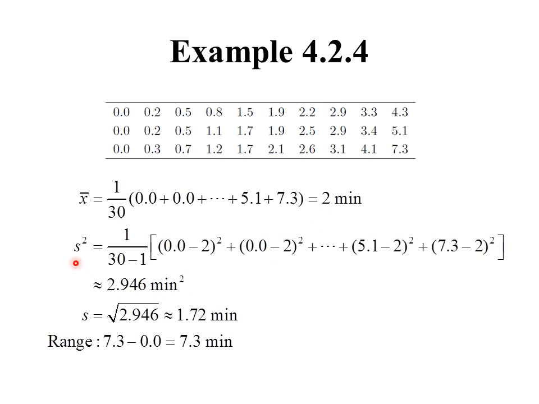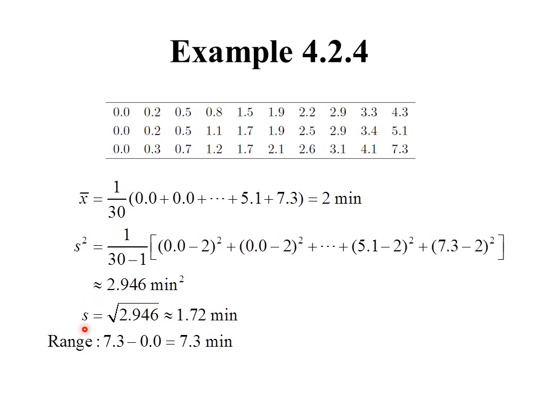To do the sample variance, we take each data value. Here we'll take the first data value, subtract the mean of 2, and square it. Then we take the next data value, subtract the mean, square it. Do the same for each one of the data values. Here's our last data value, 7.3, subtract the mean of 2, square it. We add them up, and then we divide by n minus 1, which would be 29 in this case, and that comes out to be 2.946.